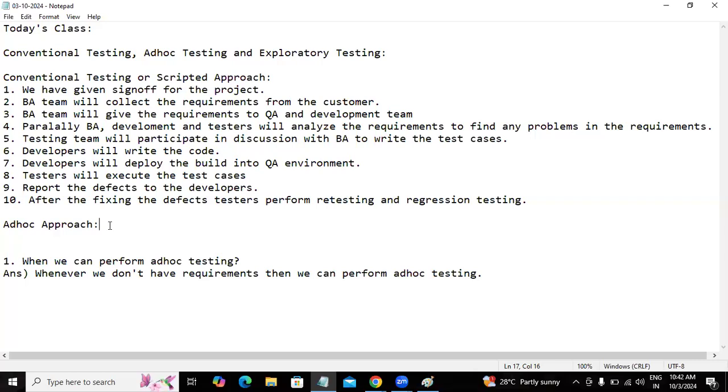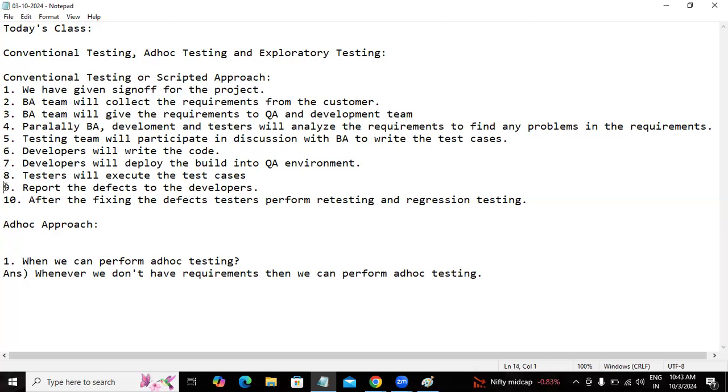Is it possible, guys? No. So without knowing the application, you cannot explain them. So that is the reason. Whenever it is conventional testing or ad hoc testing, anything, first we need to understand the requirement.